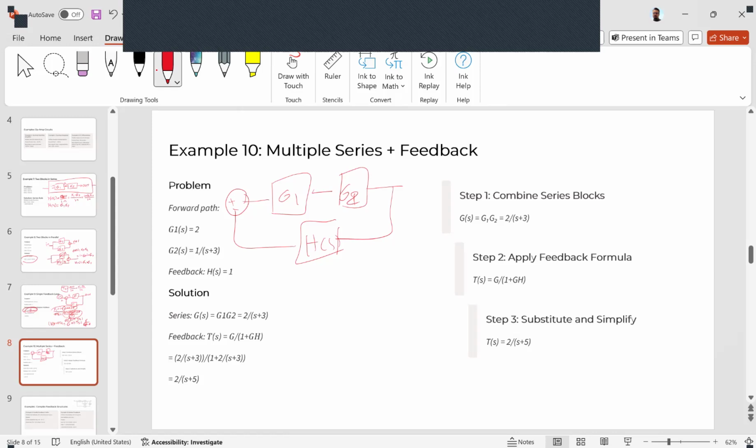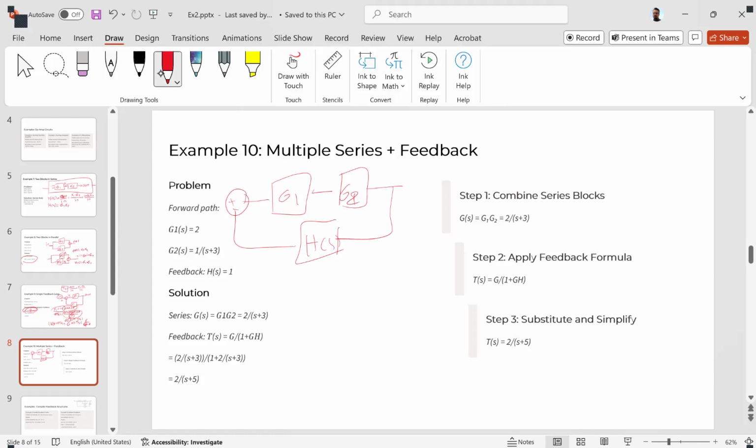Who can tell us? Actually, the answer is in the slide, but let me hear from you. To multiply G1 and G2 together. Yeah, you have to go step by step. So first thing first, we need to take care of these two. What's happening is that they are in series. We already know when they are in series, the equivalent of that would be G1 times G2.